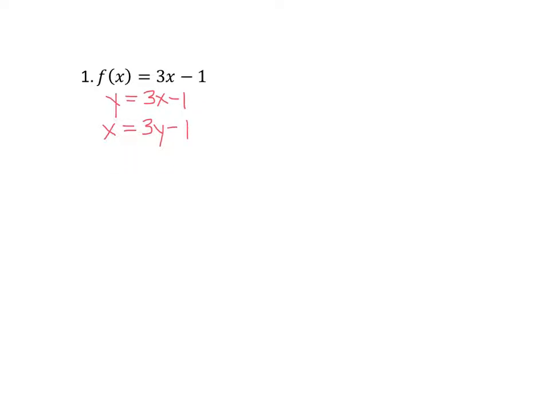Now after we switch our x and y's, we said we want to try to get y by itself. So in order to get y by itself, I have to add 1 to both sides. So if I add 1 to both sides, I'm going to get x plus 1 equals 3y. Now we still need to get y by itself, so we need to get rid of this 3 right here. Since it's being multiplied, I'm simply going to divide both sides by 3. So if I divide both sides by 3, I'm going to get x plus 1 over 3.